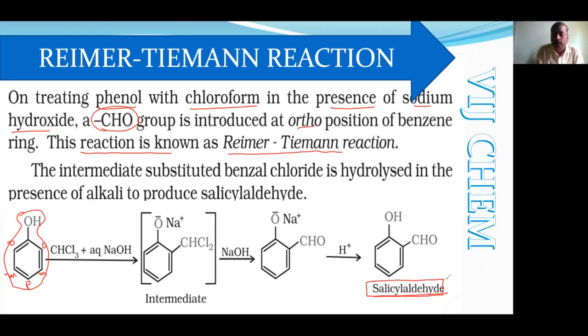What are we going to produce? Salicylic aldehyde. In the entrance examination, even in the board examination or a simple examination, they also ask what the intermediate is. Benzyl chloride is hydrolyzed in presence of alkali to produce salicylaldehyde. So first of all, I will tell you the mechanism here.